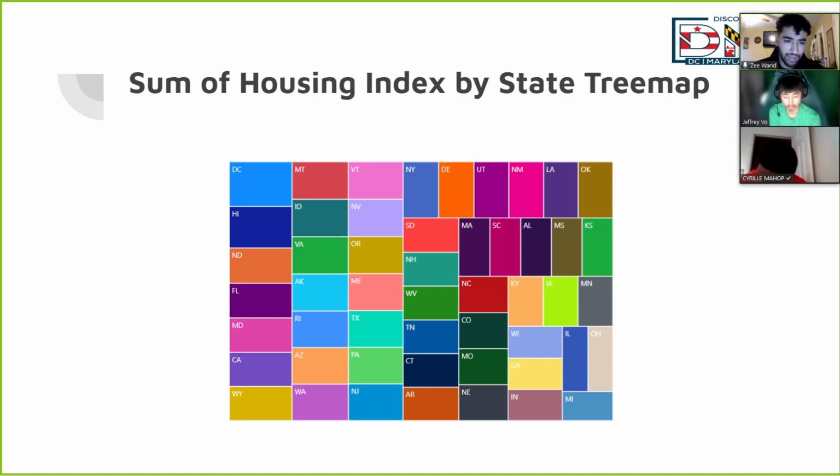If we look at the left-hand column, we have Washington, D.C., Hawaii, North Dakota, Florida, Maryland, California, and Wyoming. Being in the left-hand column indicates that all of these states are on the higher end of the housing price index. Now, during this project, we will be mainly focusing on Washington, D.C., Maryland, and Virginia. Next slide.